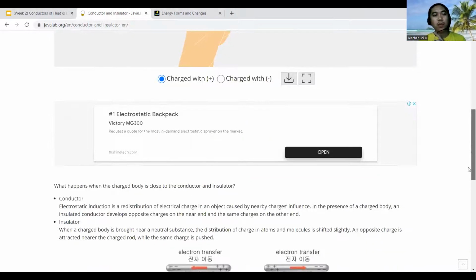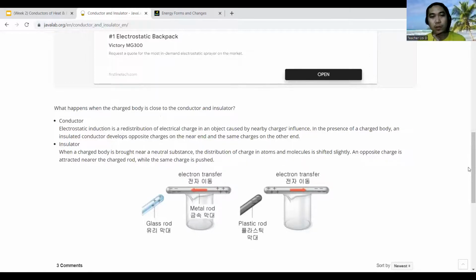So conductor, what happens when the charge body is close to the conductor and insulator? Conductor: electrostatic induction is a distribution of electrical charge in an object caused by nearby charges' influence. In the presence of a charged body, an insulated conductor develops opposite charges on the near end and the same charges on the other end. Insulator: when the charged body is brought near the neutral substance, the distribution of charge in atoms and molecules is shifted slightly. An opposite charge is attracted nearer the charged rod, while the same charge is pushed.